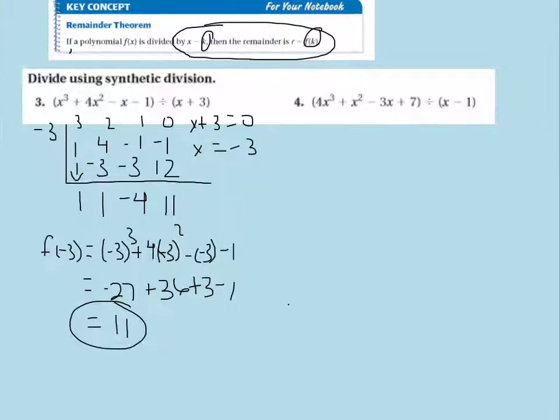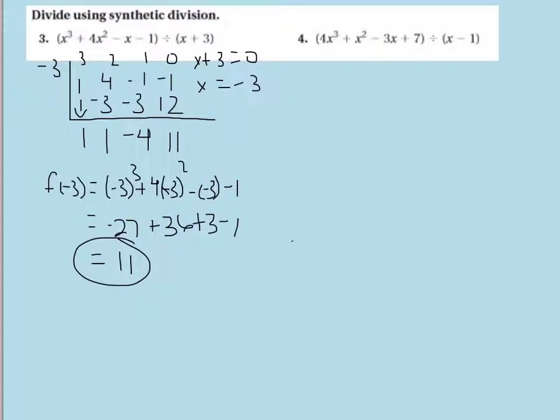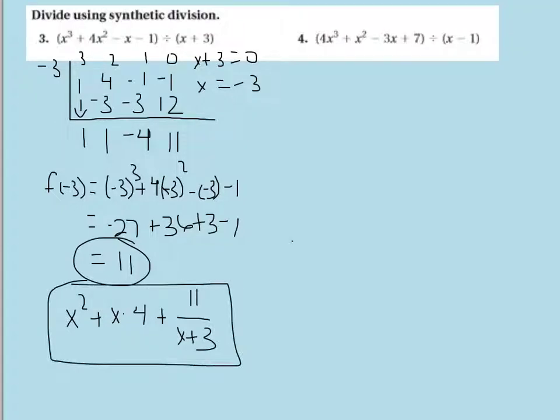And what our answer would be from this piece: we started with x to the third, but we're dividing by x, so it's always 1 degree less with synthetic, so it's x squared plus x minus 4 plus 11 divided by, what are we dividing by? x plus 3. But if they're looking for the remainder, it's that number. Okay?